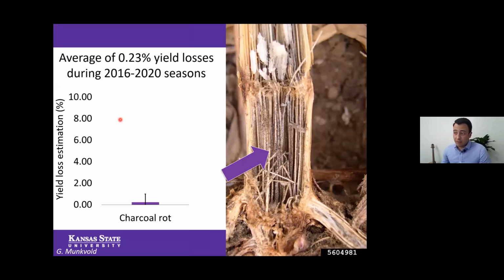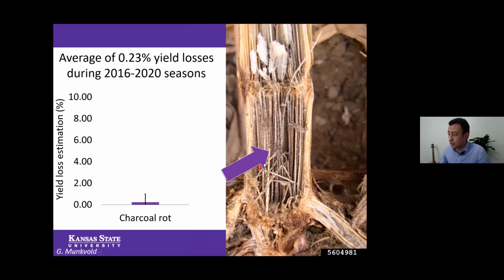In the past 5 years, here I'm showing again the yield loss estimation in Kansas. Now for charcoal rot, we see here across Kansas, it's a very low yield loss caused by charcoal rot. It was below 1%. However, it is important to remember that this can be a case by case, location by location pathogen to be on the watch. If you know that you have charcoal rot in your farm, it is important to think for the next season, what can I do to help reduce the disease pressure, right?